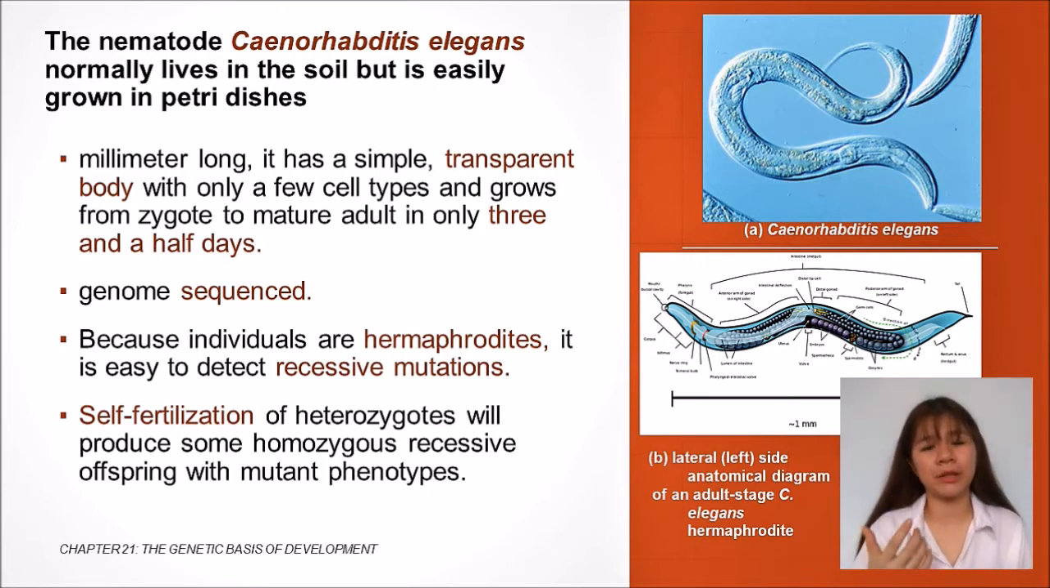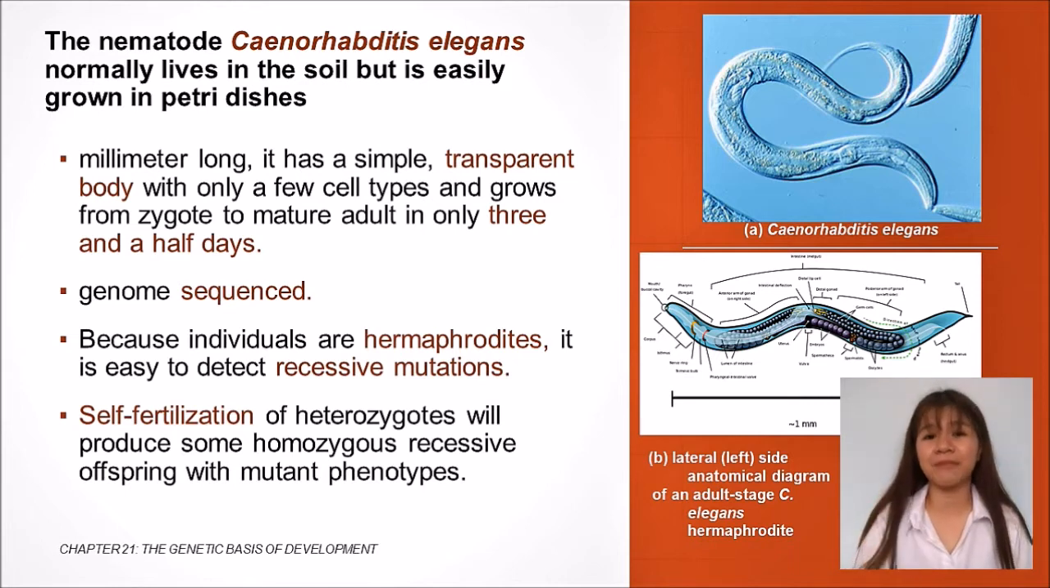It is only a millimeter long, with a simple, transparent body with only a few cell types. And it grows from a zygote to a mature adult in only 3.5 days. It also has a sequenced genome. And because individuals are hermaphrodites, it is easy to detect recessive mutations.